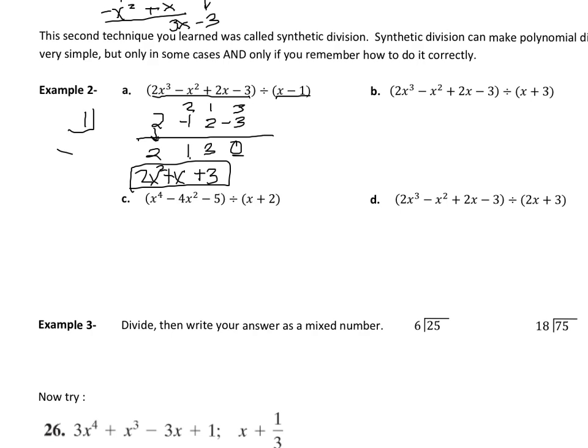For ones like C, you have to put zeros in for placeholders. Yep, we're going to get there in just a second. You're exactly right. Okay, so let's look at B here.